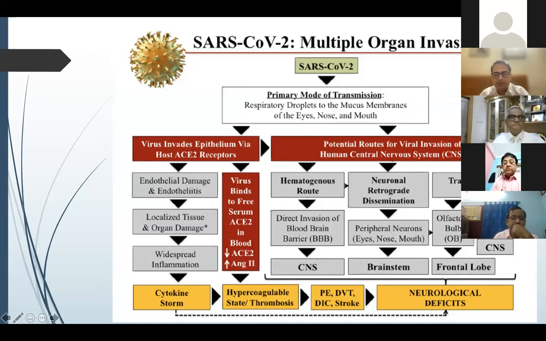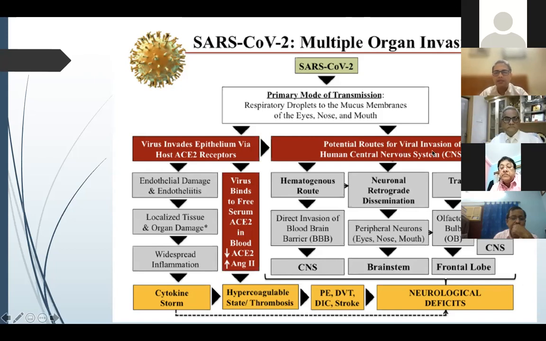So COVID is a multi-system disease. It's not only the lung, not only neurology, but it can affect any other organ. And there are many different ways it can do so. One is direct invasion of the epithelium via these ACE2 receptors, which can cause endothelial damage, causing endothelitis, localized organ damage, and widespread inflammation, and can cause a huge cytokine release, as we know, the cytokine storm. And it's not only the cellular ACE2, but this virus can bind to the circulating ACE2 to cause different types of coagulation abnormalities, and they can lead to different thrombotic conditions.